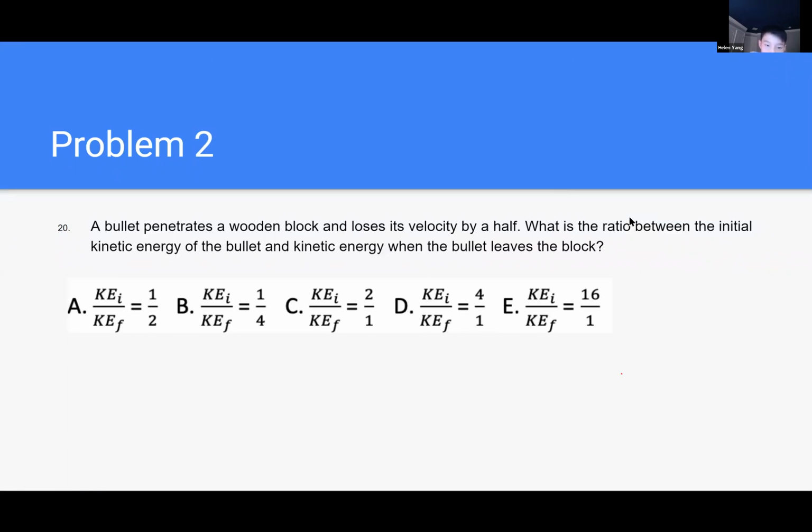Remember that kinetic energy is 1/2 times mv squared. All right, you guys can have 2 minutes to do this question.